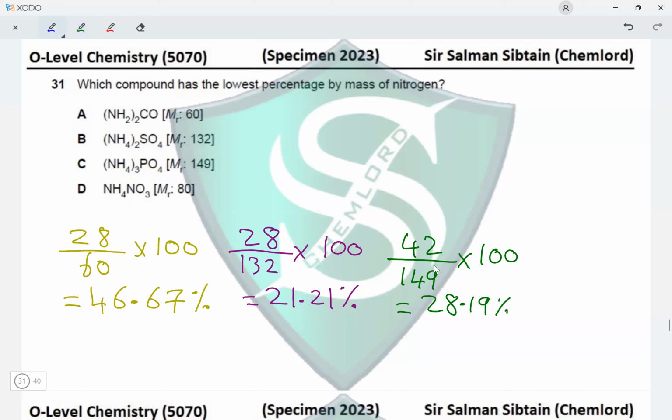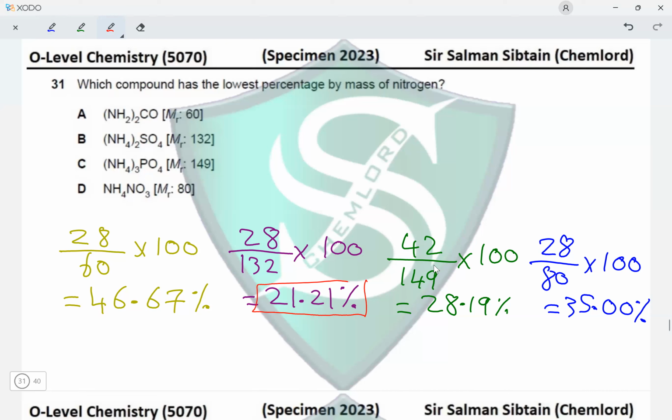Moving on to our last option, option D, we have 2 moles of nitrogen present. So 14 twos are 28. 28 divided by MR, which is 80, into 100. This gives us a value of 35.00%. So the question has asked us which compound has the lowest percentage by mass of nitrogen. So out of these four calculated values, the lowest value is 21.21, which belongs to option B, making option B the correct answer for this question.